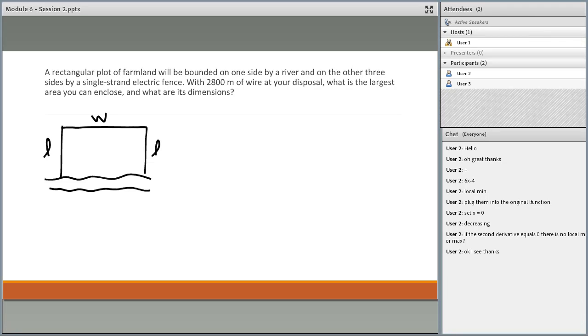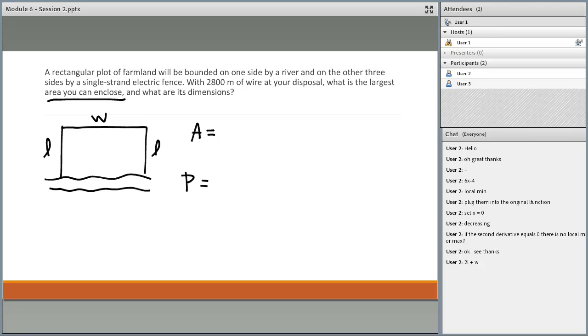So what information do we have here? We know we have 2,800 meters of wire. What would that represent? Another question is, we're trying to find the largest area. How would we find the area of this rectangle? We have a couple different equations that we're going to be working with. What would be the area that's enclosed by this?